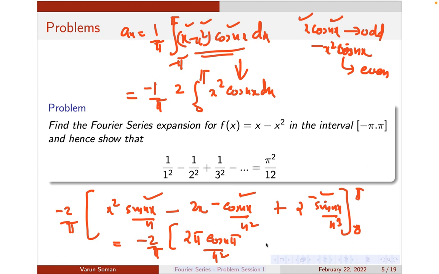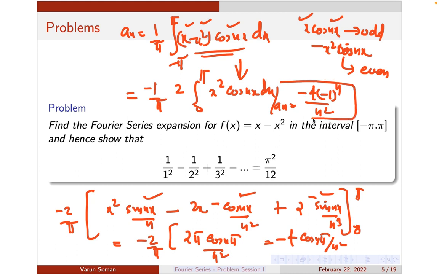So the final answer here would be simply minus 4 cos n pi by n square. If you know the value of cos n pi, it is minus 1 raised to n, so it is minus 4 into minus 1 raised to n by n square. That's the value of your an. Okay. So similarly, you can also find out the value of bn also. So try to do it by yourself.